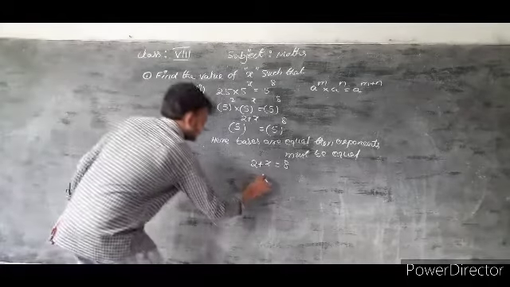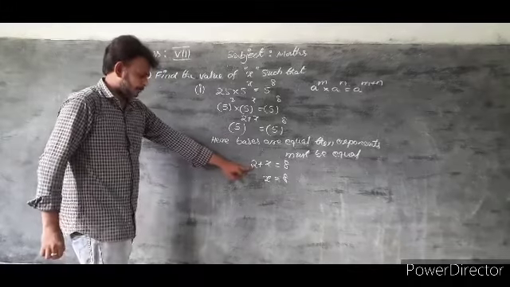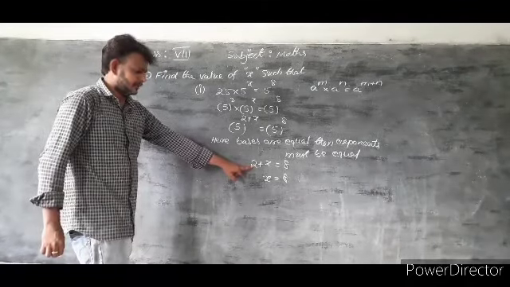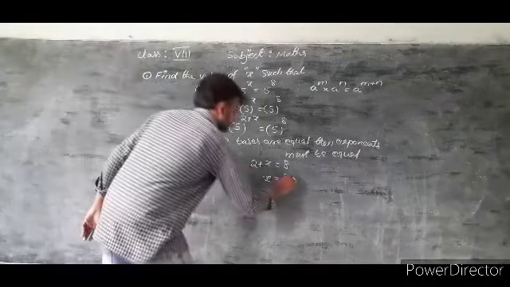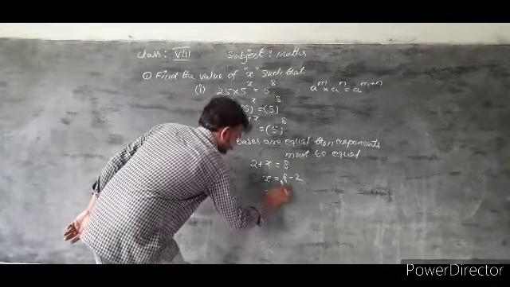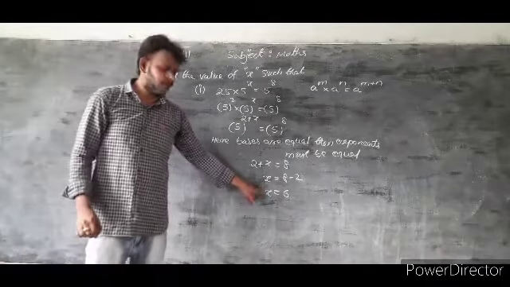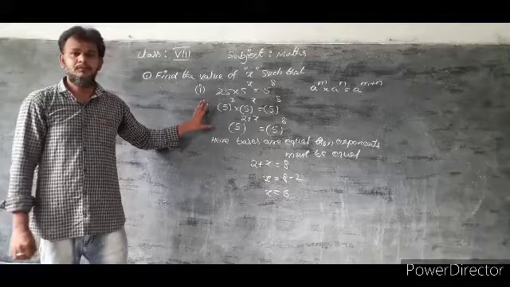Then you have to find out x. So x equal to 8, and transposing plus 2, it becomes minus 2. So x equal to 8 minus 2. So here x value equal to 6. So this is the first problem.